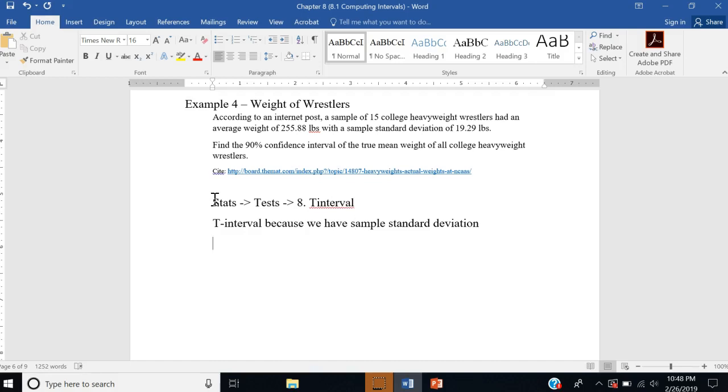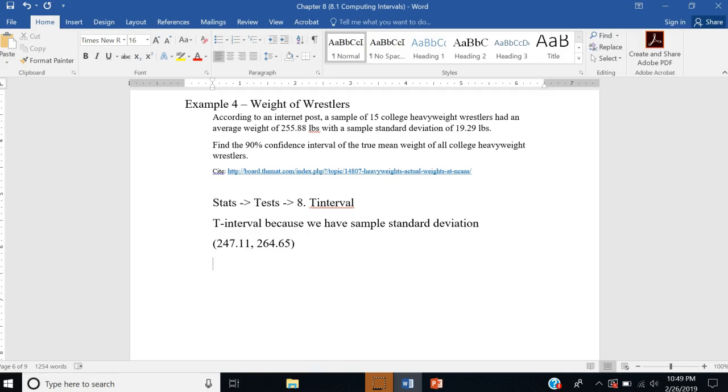So I type in all of my statistics and I calculate, and it might take a fraction of a second longer than to compute the z-interval because those t values actually depend on your sample size. So your calculator does have to do another step to get this. But just like the z-interval, it pops out as 247.11 to 264.65.